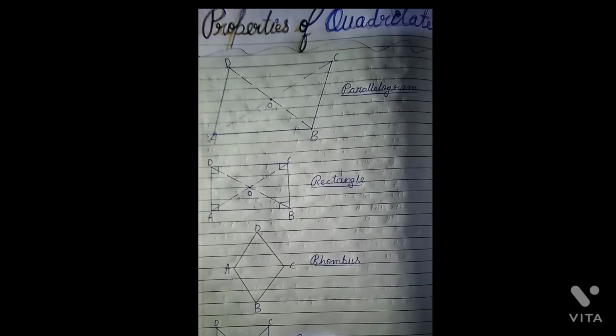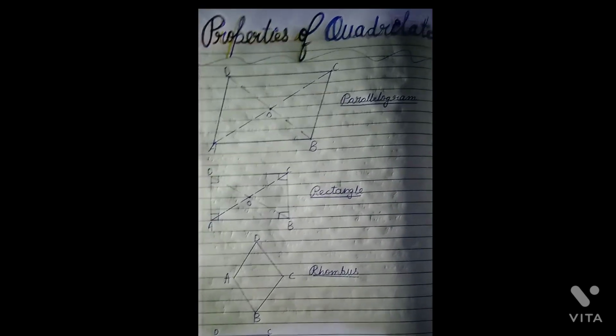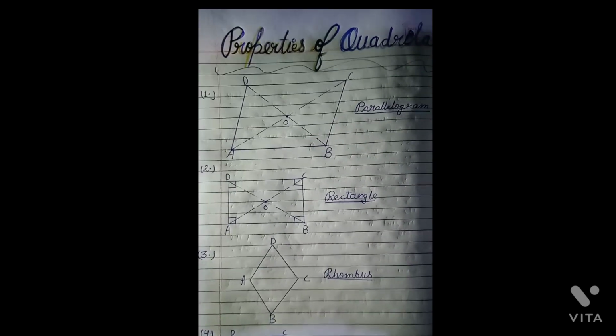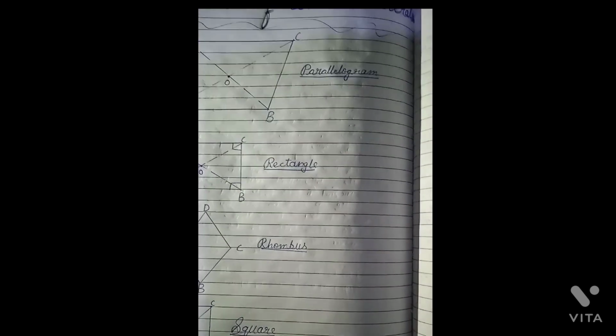I hope you have understood the quadrilateral definition and the definition of a parallelogram and its properties as well. In the next session, I shall explain the properties and definitions of rectangle, rhombus, square, trapezium, and kite. I have already drawn the diagrams of those.